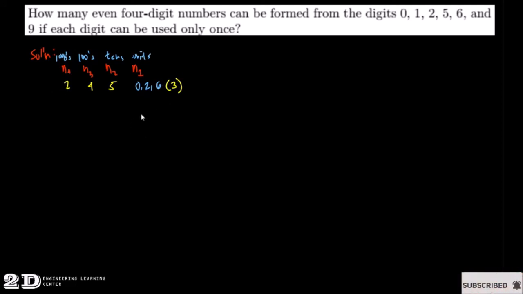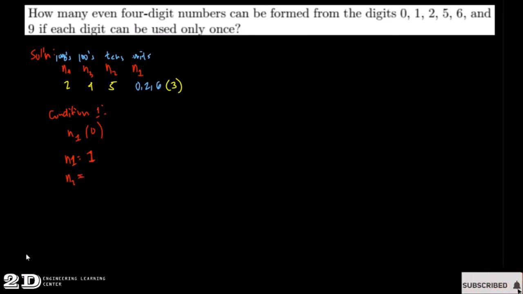But remember, we have to really consider the thousands place. So we need a different approach for our solution. First, we will consider our N1, so that is the first condition. Condition 1: our N1 is 0, so the unit's place is 0. Therefore, our N1 will have only one choice, and that will be 0.